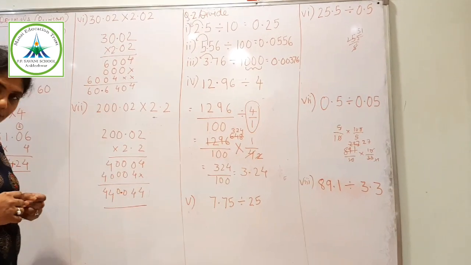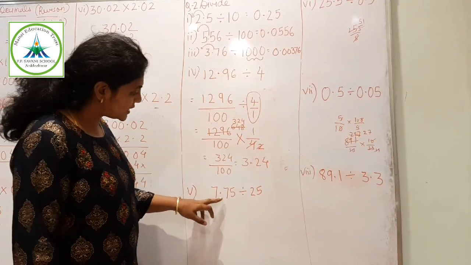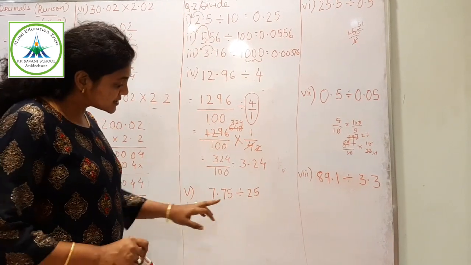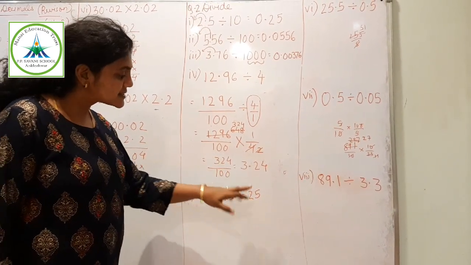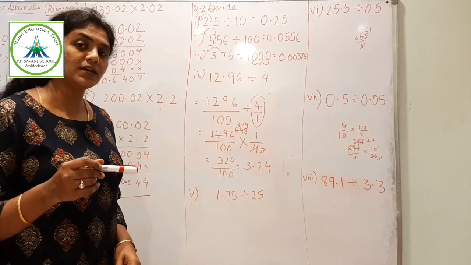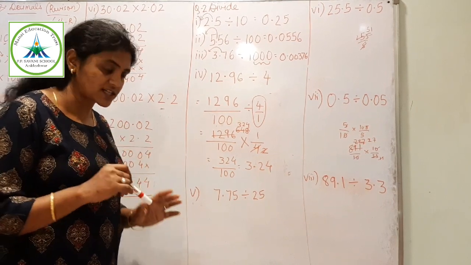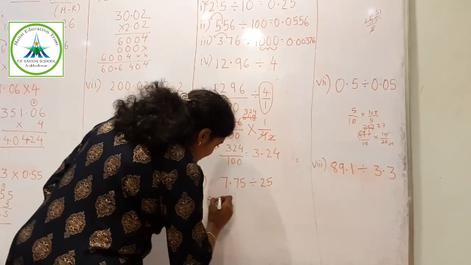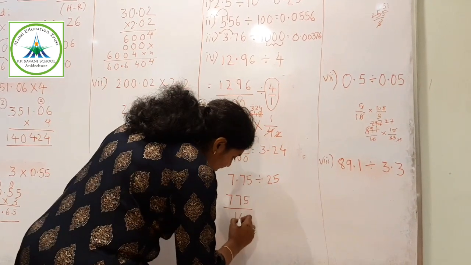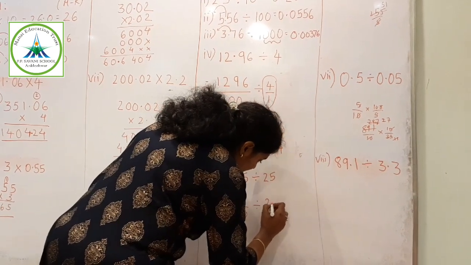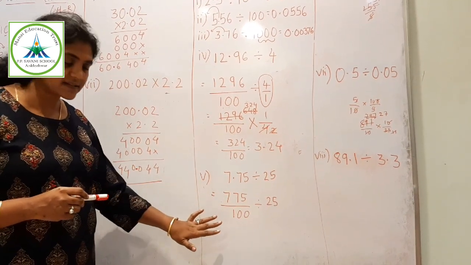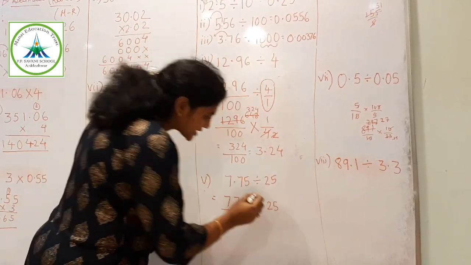Yes. Now the fifth one, 7.75 divided by 25. Now this is a decimal number, the first one. The second is not a decimal number. So this decimal number we will represent as a fraction. When you represent it, remove the point, this will be 775 divided by 100. Yes. Now the first fraction will remain as it is. This is also a fraction.